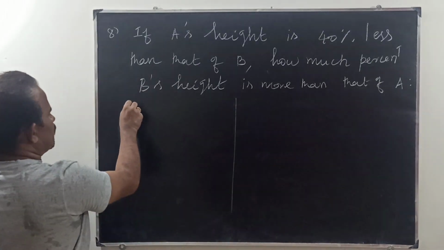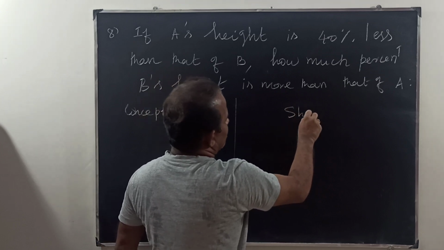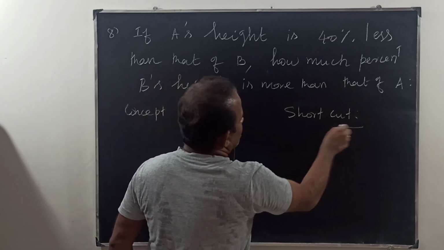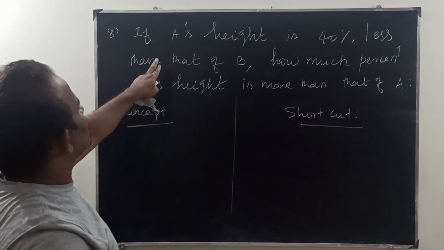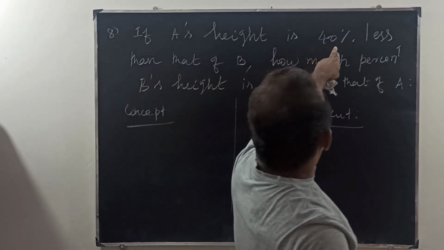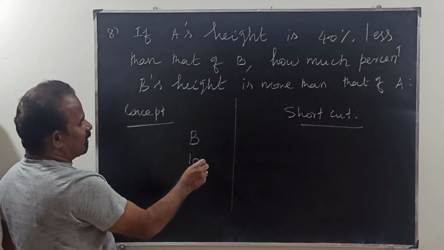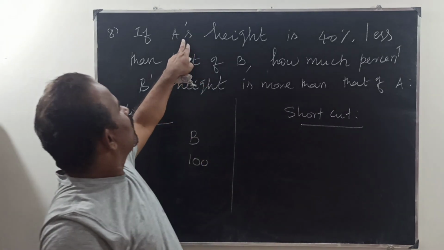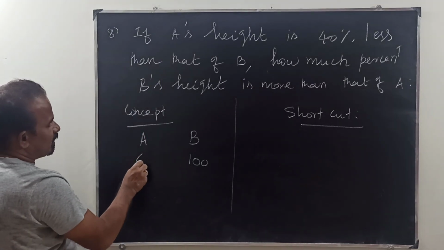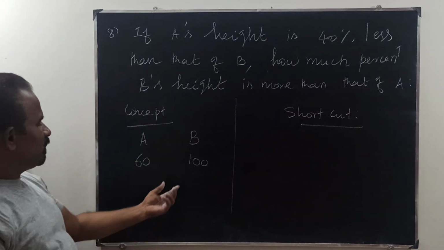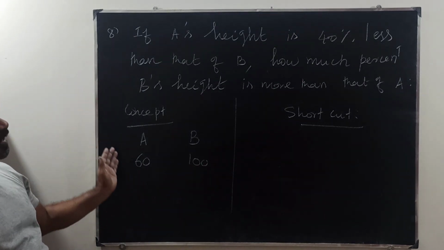So here is the concept, here is the shortcut. What is the concept? A's height is 40% less than that of B. Suppose B's height is 100. A's height is 40% less. 40% of 100 is equal to 40. 100 minus 40 is equal to 60. So A's height is 60.